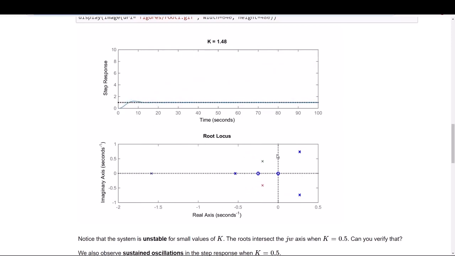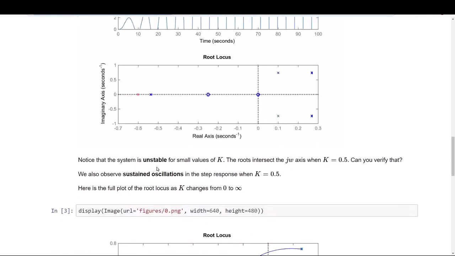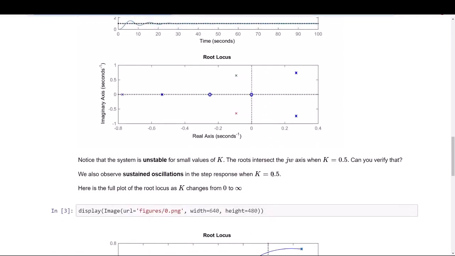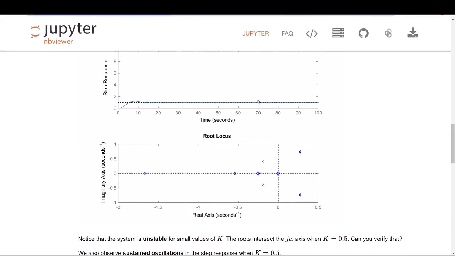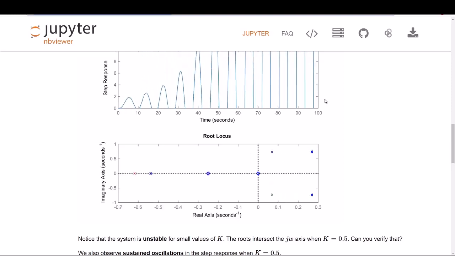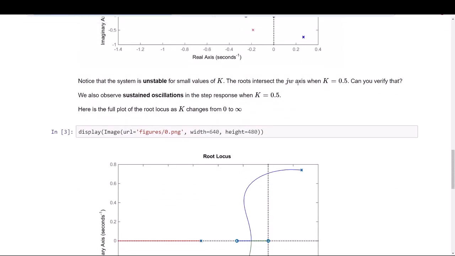When the poles are on the imaginary axis, here it is, we have sustained oscillations in the step response. You see oscillations here which are neither increasing nor decreasing in amplitude, so they stay forever. We know how to find this specific k value: we can find it by the intersection of the root locus with the j omega axis.